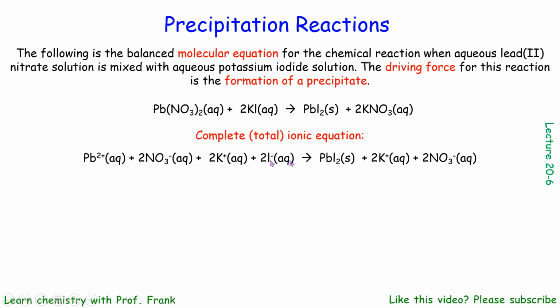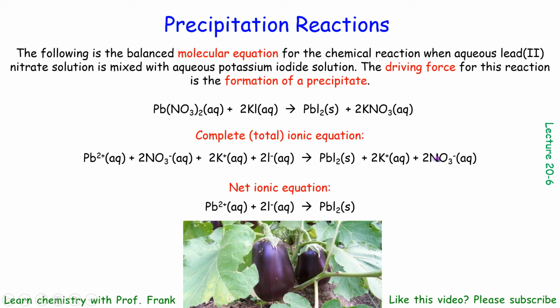Okay, and make sure when you write down the complete ionic equation, that it also needs to be balanced, which means you have to take care of the coefficients. You see, there's one lead, and then 2 nitrates, 2 potassium, 2 iodide, and so forth. Now, after canceling the spectator ions, the net ionic equation for this one should be just lead 2 reacting with iodide, forming lead 2 iodide precipitate.